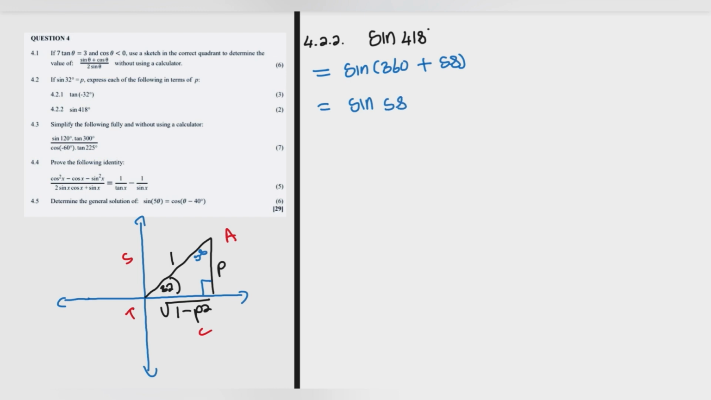Right. So how do we define sine? Remember, sine is opposite over hypotenuse. Now, our reference angle is 58 there. So your opposite side is what? It is what you have there, square root of 1 minus p squared, and your hypotenuse remains 1. So that means that your ratio will be square root of 1 minus p squared all divided by 1. And your final answer will be square root of 1 minus p squared.